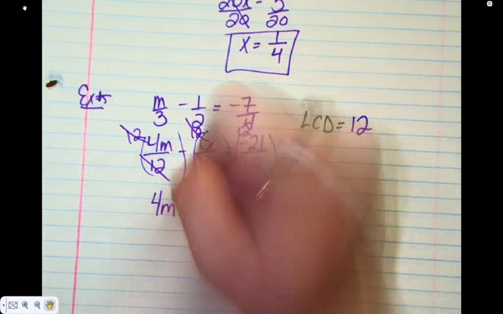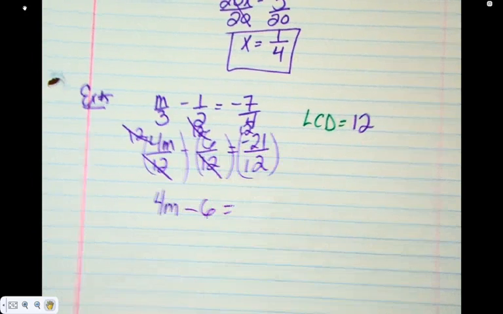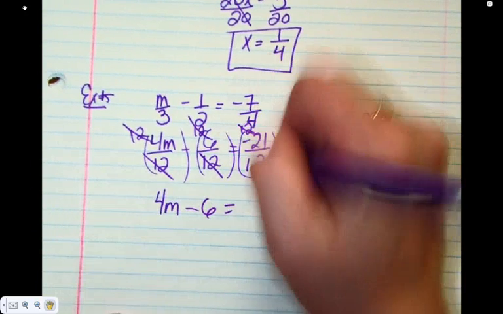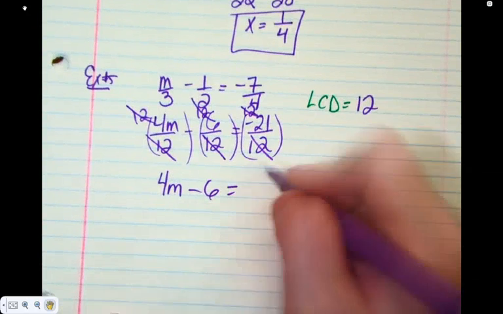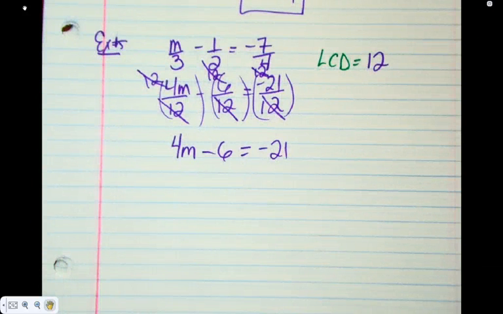Second fraction, 12 and 12 is gone. What's left? Negative 6. And the last one, 12 is gone. What are we left with? Negative 21. What was the purpose of those first 2 steps? Why did we do them? Just to get rid of the fractions, because now we don't have fractions to deal with. Same steps like we did yesterday.